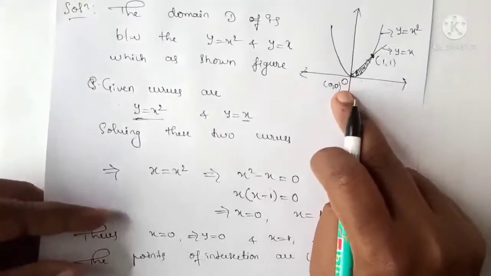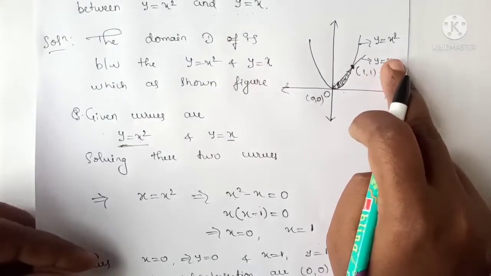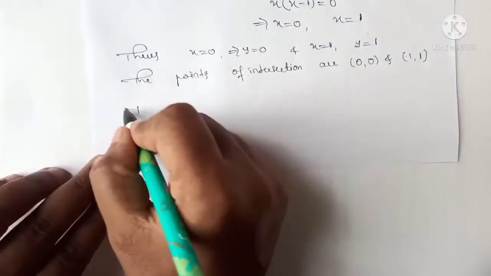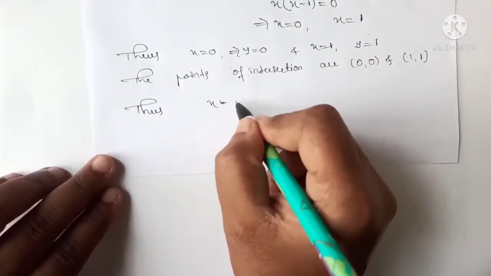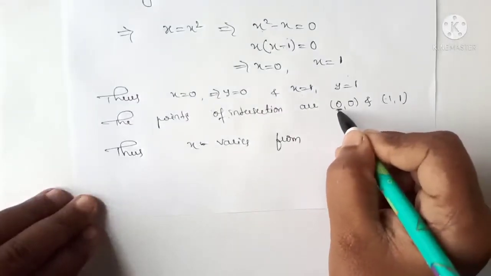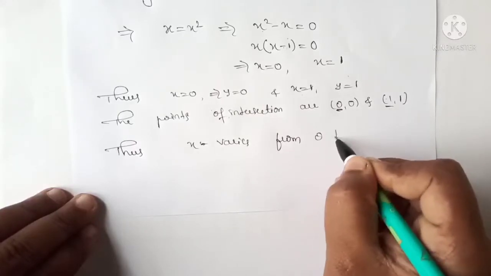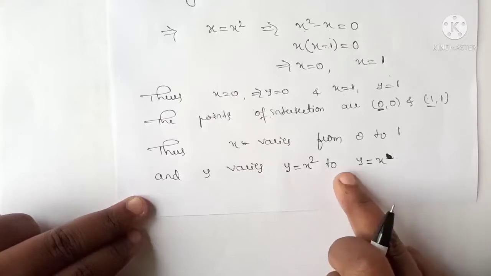Now you can observe that x varies from 0 to 1 and y varies from y equals x to y equals x square. This is very simple. So thus x varies from 0 to 1, and y varies from y equals x square to y equals x.